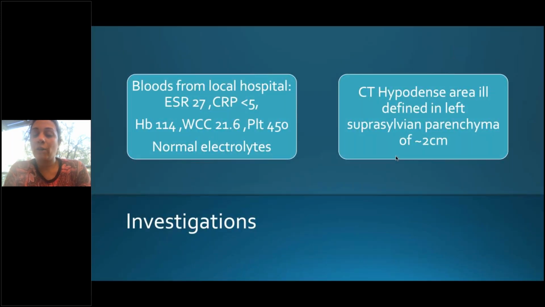The investigations that we got from his local hospital are remarkable. So his bloods were pretty much normal. He had a slightly high white cell count, but his CRP and the rest of his electrolytes were normal. His CT scan showed a hypodense area around 2 centimeters on the left suprasylvian area, and that was pretty much what he had. And he was mainly transferred for continuing investigations.